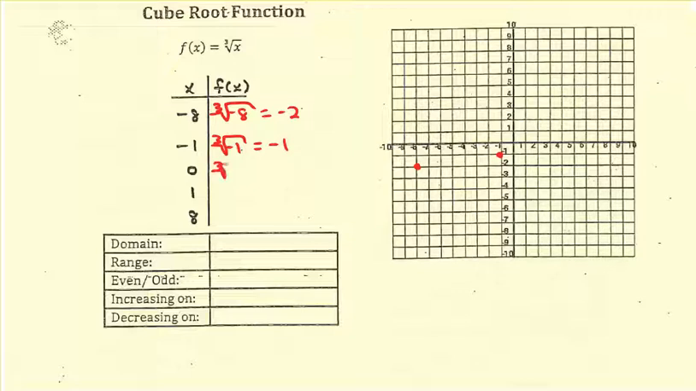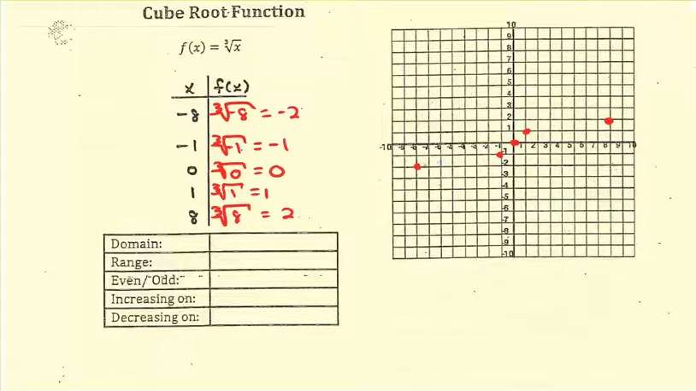Cube root of 0 is 0. So this is another graph that goes through the origin. Cube root of 1 is 1. The graph also goes through 1, 1. And then the cube root of 8 is going to be 2. So 8, 2 would be our final point to be plotting just based on this table of values. Of course, you could choose more and more x values to get a more accurate graph. This is probably good enough to get an idea of how this graph goes.